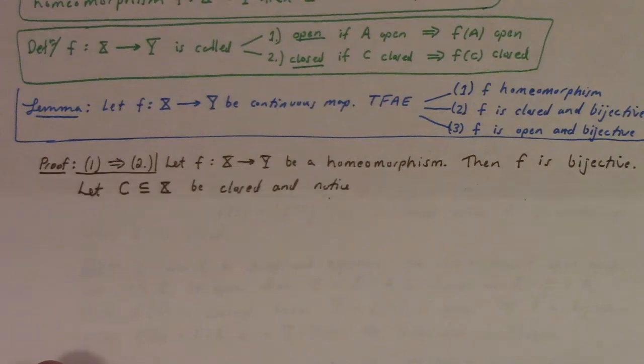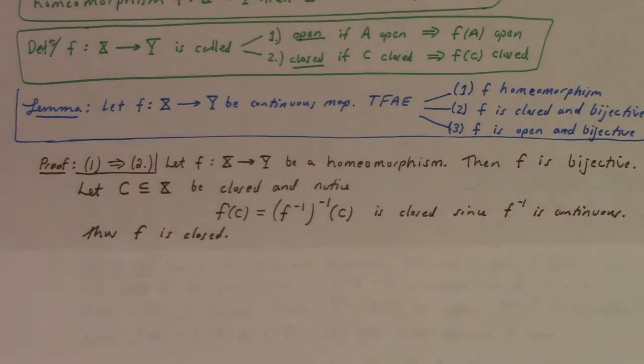But let's elaborate on that a bit, okay? 1 implies 2. So the logic we're going to do is 1 implies 2, 2 implies 3, 3 implies 1. That gives you equivalence of all three, right?